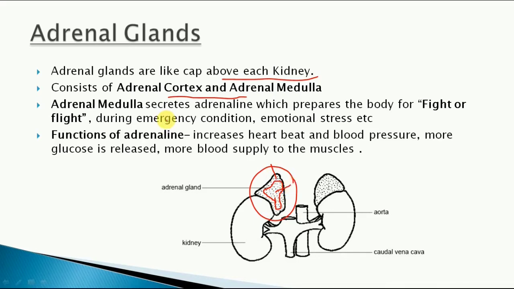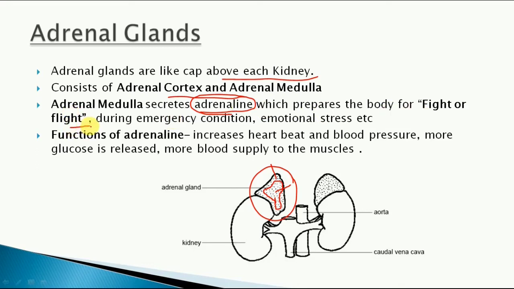So what is secreted from the adrenal medulla? The adrenal medulla secretes a hormone called adrenaline. The name of this hormone is adrenaline, which is secreted from the adrenal medulla. You need to remember this. And what is the function of this hormone? This prepares the body for fight or flight.